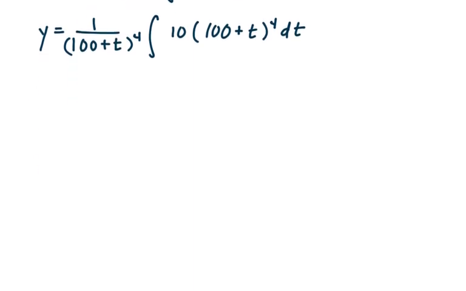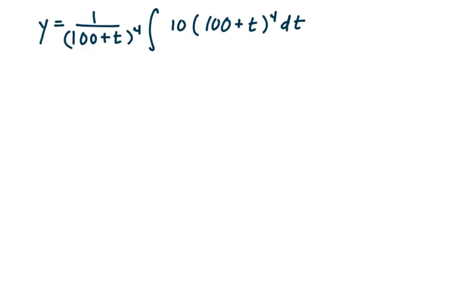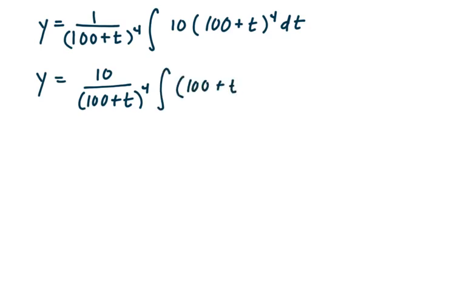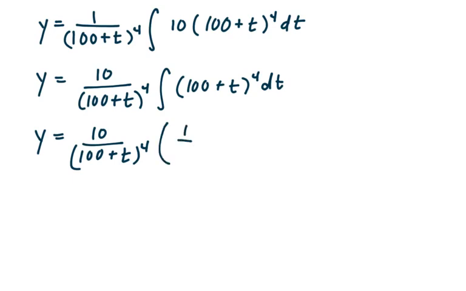And the integration that we're looking at now is fairly simple. I'm going to take that 10 and pull it out. I've got y equals 10 over 100 plus t to the 4th, the integral then of 100 plus t to the 4th dt. And that is easy for us to integrate using a u substitution. And we end up with 1/5 100 plus t to the 5th plus C.